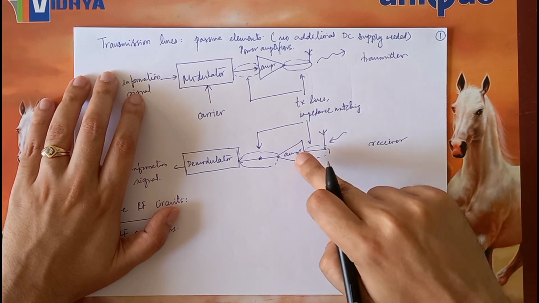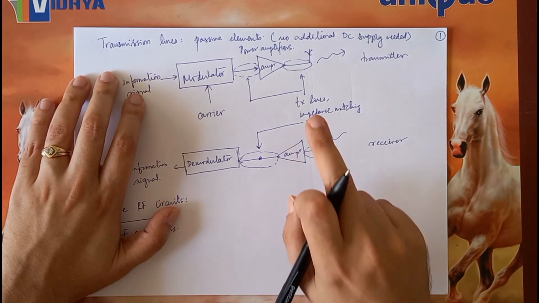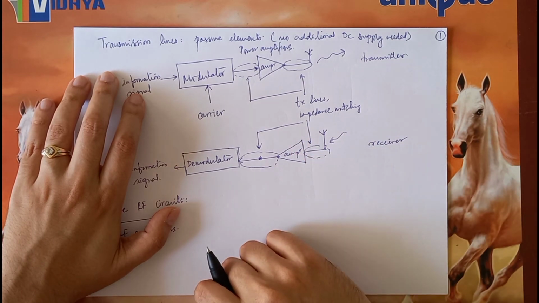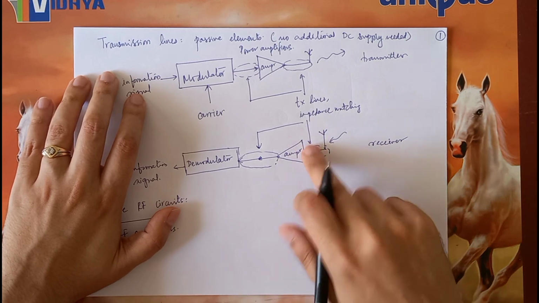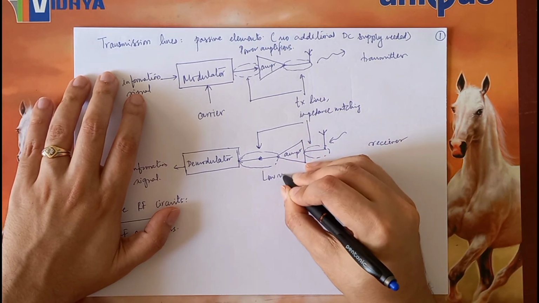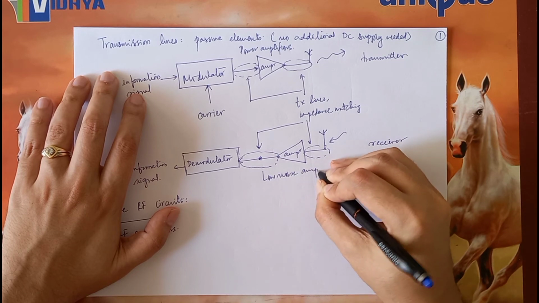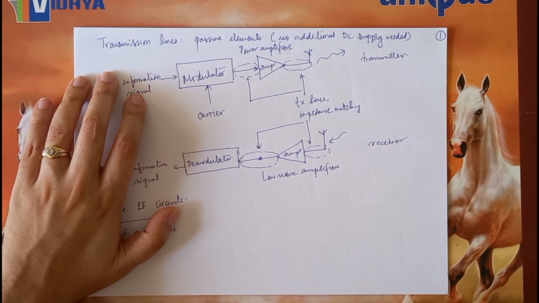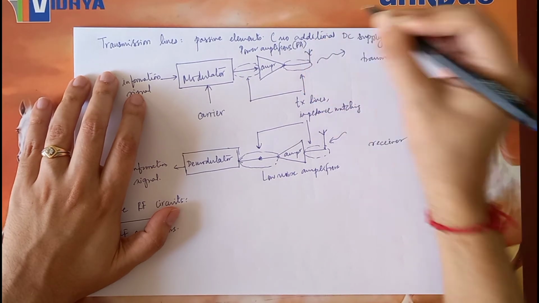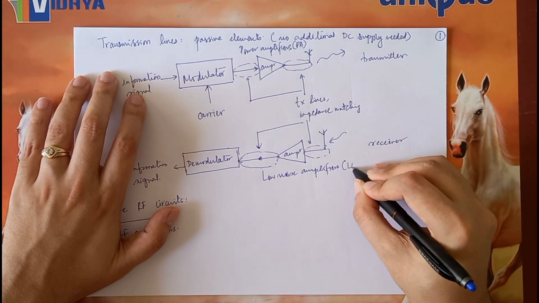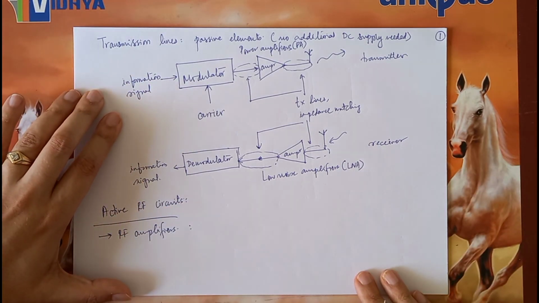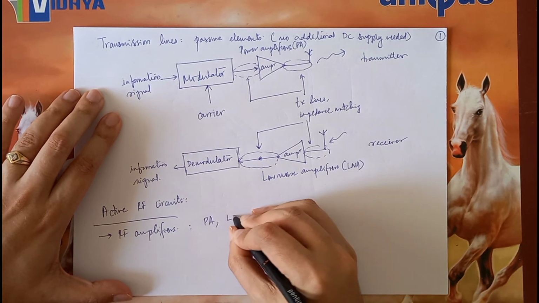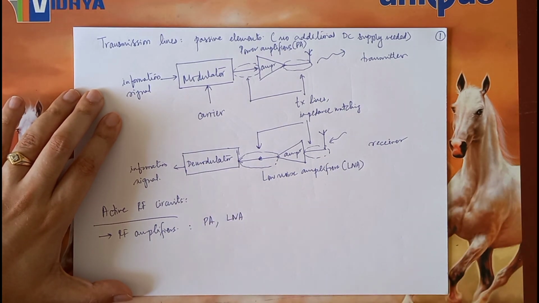So this amplifier has to be extra sensitive. It has to be able to amplify the signal and not the noise that is with it. Therefore, these amplifiers are called low noise amplifiers. Power amplifiers in short are called PAs, and low noise amplifiers are called LNAs. So the best example of an RF amplifier is a PA and LNA: PA in the transmitter, LNA in the receiver.